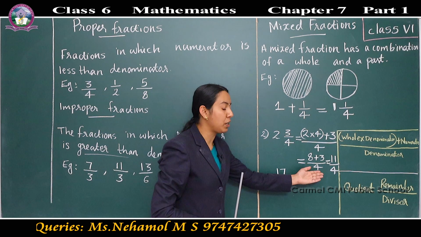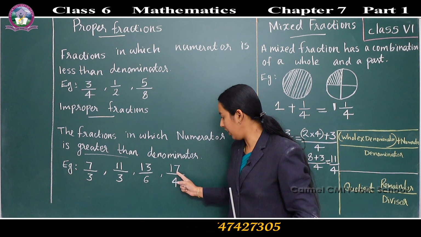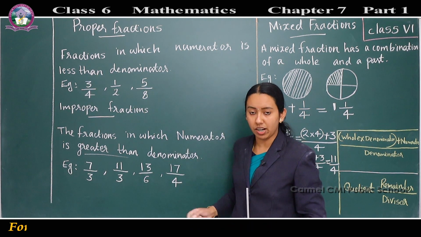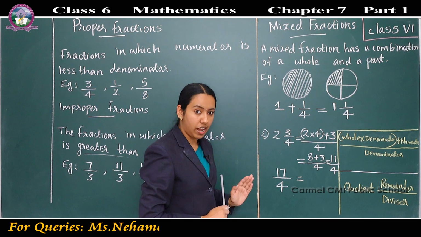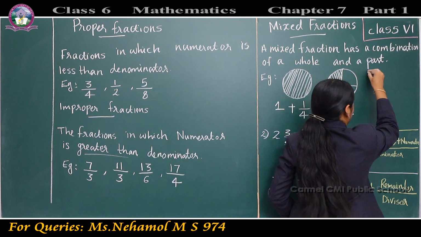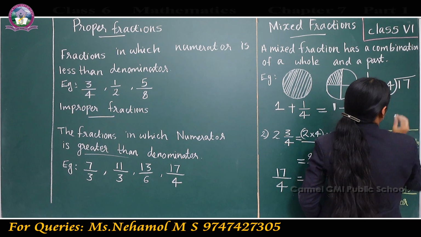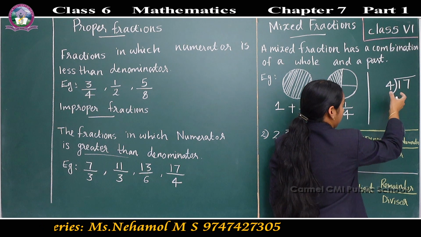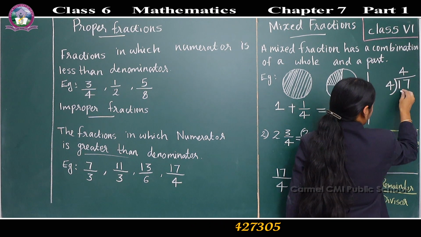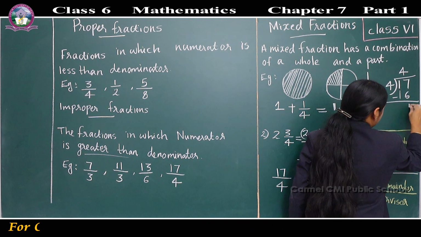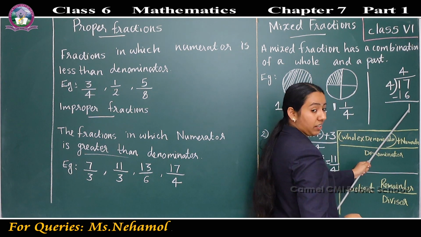Similarly, we can convert an improper fraction to a mixed fraction also. Consider an example, 17 by 4. This is an improper fraction. We can convert this improper fraction to a mixed fraction. For that, we have to divide the numbers. How many 4s are there in 17? 4 4s are 16. So you have to take 4. Subtracting 17 minus 16, we get 1. 1 is less than 4. So we got quotient as 4, remainder as 1.